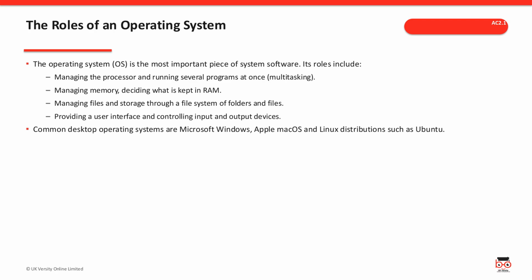The operating system is the single most important piece of system software, so it's worth knowing what it actually does. It manages the processor, letting several programs run at once, a trick we call multitasking, and it manages memory, deciding what's kept in RAM. It also looks after your files through a system of folders and provides the interface while controlling input and output. Whether you're on Windows, Mac OS, or a Linux distribution like Ubuntu, it's the operating system juggling all of that in the background.